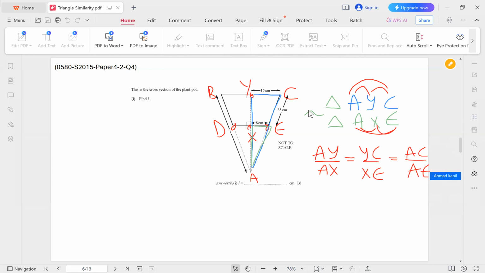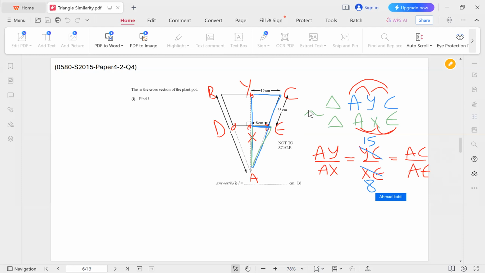Now, what do we have here? For AY, this is the height, and we don't really have that, so let's ignore that for now. AX as well, we don't really have that, so we can't use it for now. What about YC? YC is something that we have. YC is equal to 15. What about XE? XE, this part here, is equal to 8. So we can just write down 8.